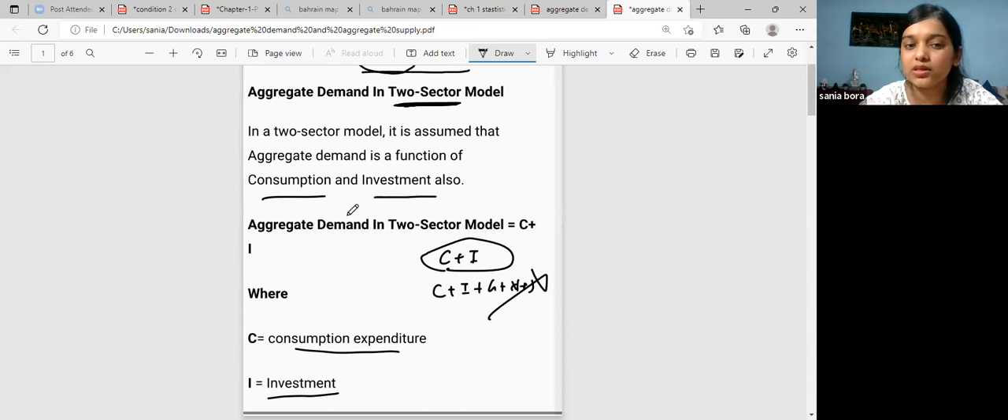Now you will write hashtag aggregate demand in two sector model. In a two sector model, aggregate demand equals C plus I, where C is consumption and I is investment. I'm writing over here itself so that you don't get confused. Quickly write it.